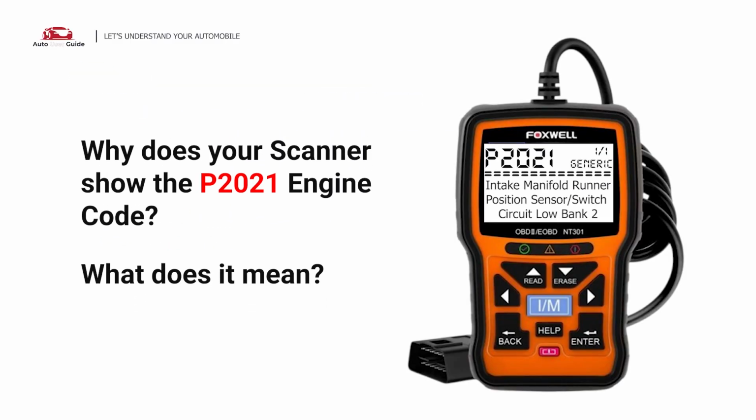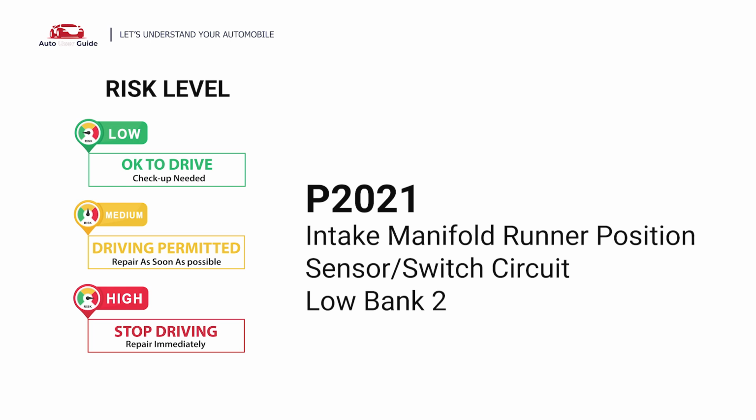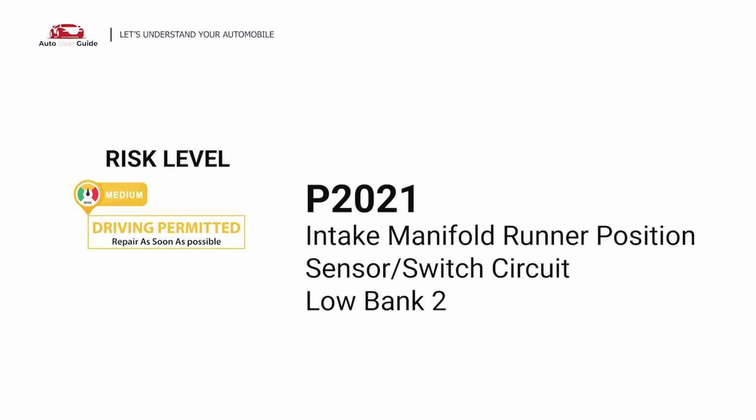Why does your scanner show the P2021 engine code? What does it mean? P2021 is a diagnostic trouble code for intake manifold runner position sensor or switch circuit low bank 2.